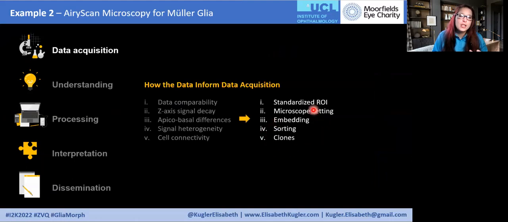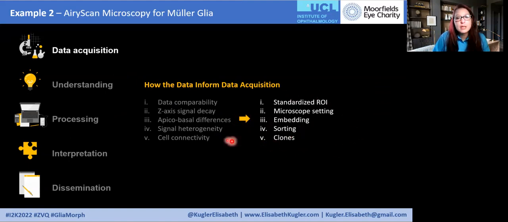So what we're trying to do now is take this information from the data and fine-tune the data acquisition and the workflows. In terms of acquisition, we look at different ways to standardize the region of interest and improve our microscope settings, not only in terms of Z axis signal decay, but also with respect to the actual sampling frequency. We looked at how to improve our embedding and sorting with respect to these apical basal differences, making sure that the cells are very neatly aligned to the imaging plane. And we're looking at different ways to analyze the cell-to-cell connectivity. At the moment, as I've shown you, we use DNA injections to analyze individual clones. These are just some examples of what we're doing.